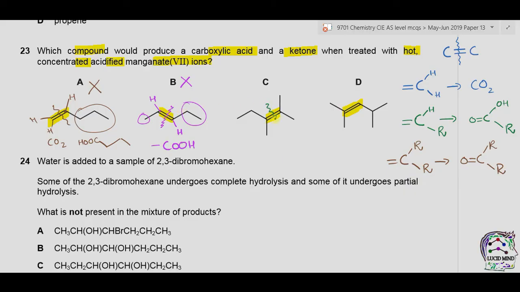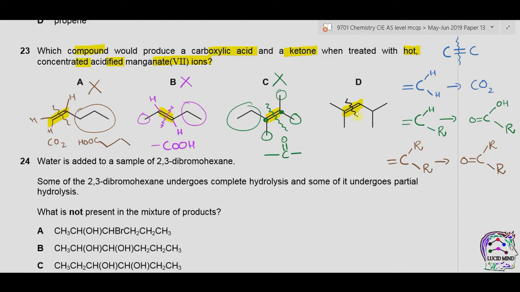Similarly in C we can see that this double bond is broken and we have 2 alkyl groups with this carbon atom and 2 alkyl groups are present with this carbon atom. So both these double bonded carbons will convert into ketone. So we have 2 different ketone products. So C is also incorrect as carboxylic acid is not produced.